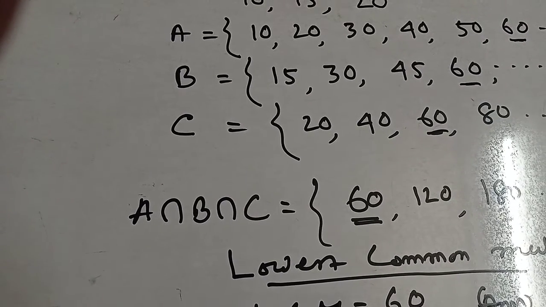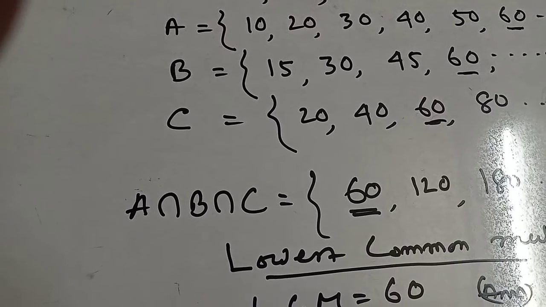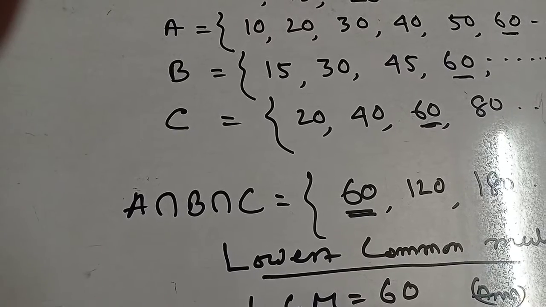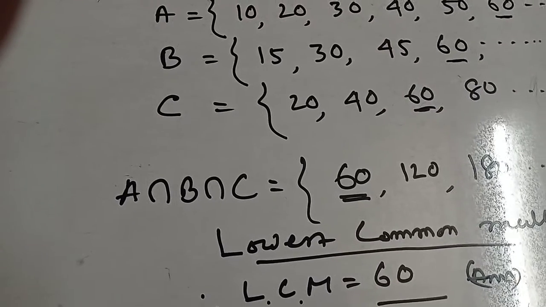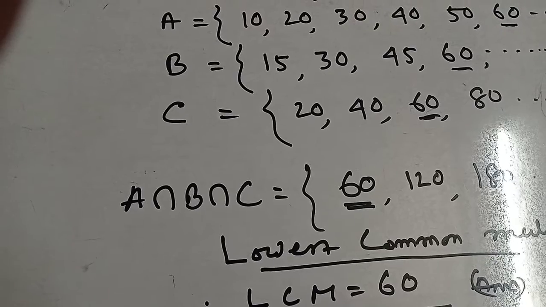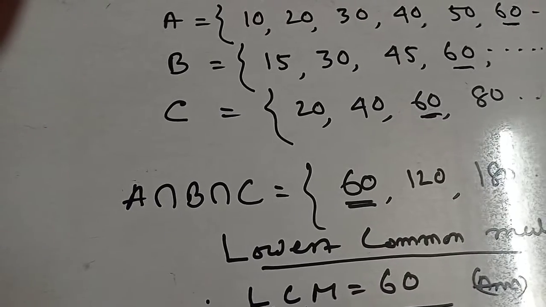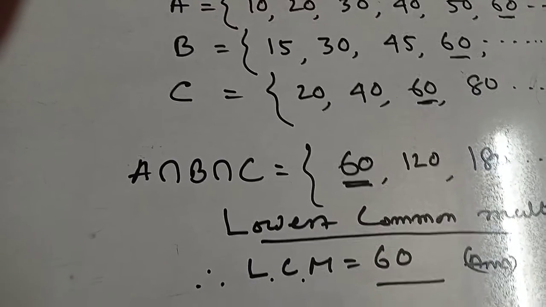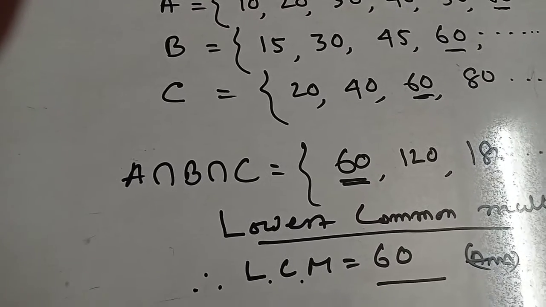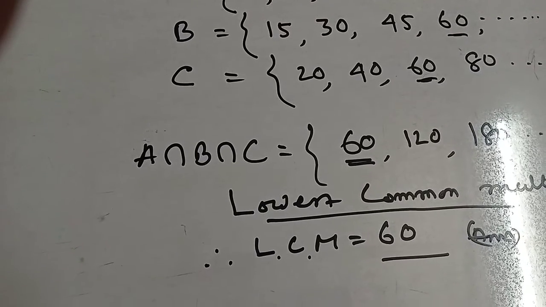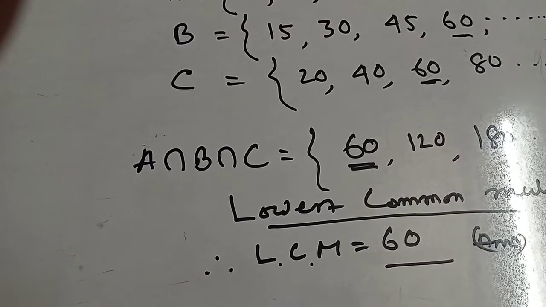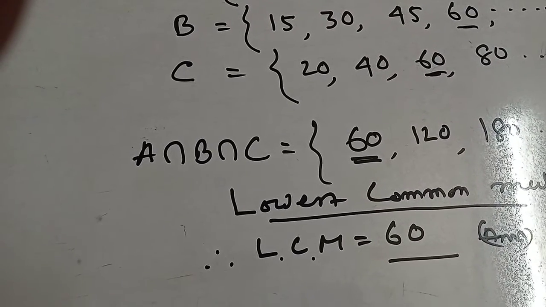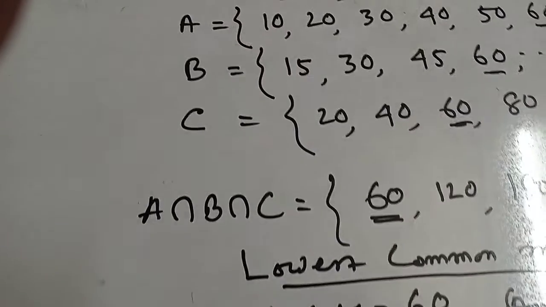You can also find the LCM using prime factor, long division. There are many methods. This is one of the most important methods to find the LCM. Here is A intersection B intersection C. Intersection means only common. If any object is not common, that means that is a null set. Null set means no object is common.